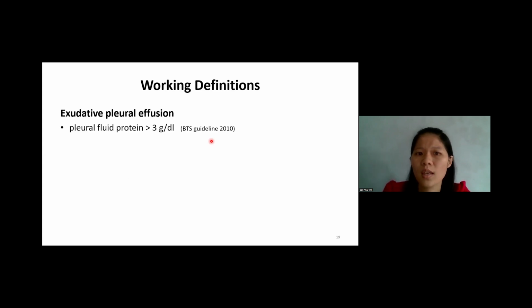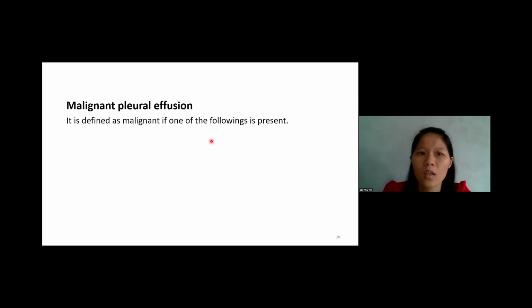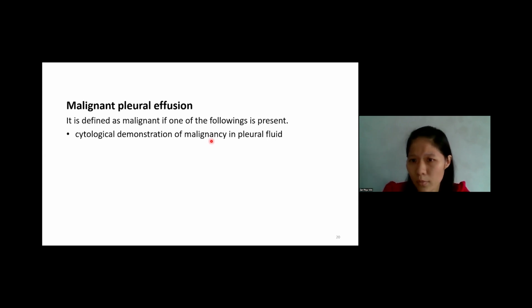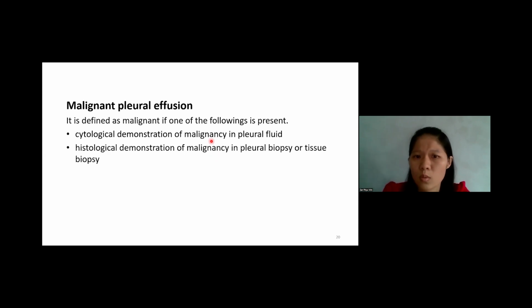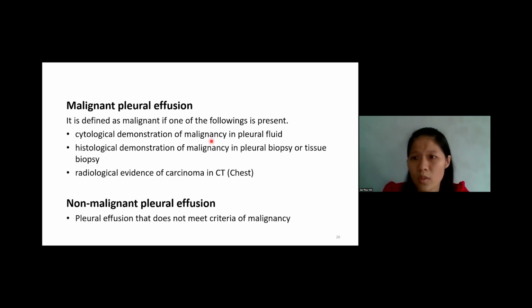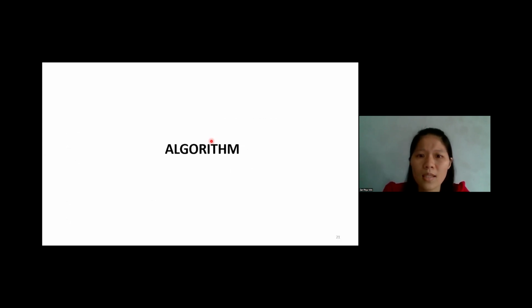Exudative pleural effusion we regarded as pleural fluid protein of more than 3 grams per deciliter. Effusion is defined as malignant if one of the following is present: either cytological demonstration of malignancy in pleural fluid, or histological demonstration of malignancy in pleural biopsy or tissue biopsy, for example bronchoscopy biopsy, or radiological evidence of cancer in CT. If pleural effusion doesn't meet these criteria, it is regarded as non-malignant. This is the working algorithm used in the study.